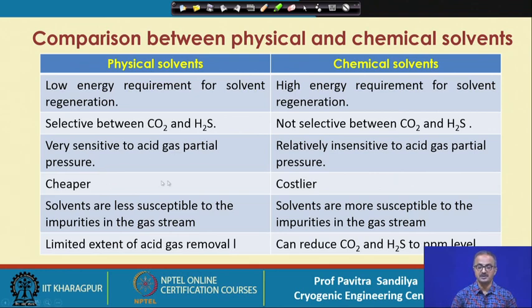Physical solvents are cheaper, chemical solvents are costlier. Physical solvents are less susceptible to the impurities in the gas stream, whereas chemical solvents are more susceptible to the presence of impurities, because the impurities may react with these solvents and reduce the solvent capacity. And then physical solvents have a limited extent of acid gas removal, whereas chemical solvents can reduce the acid gas to a very low level, even to the ppm level.